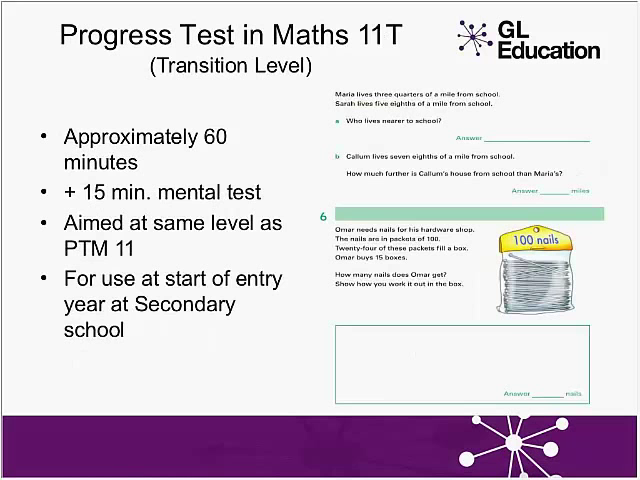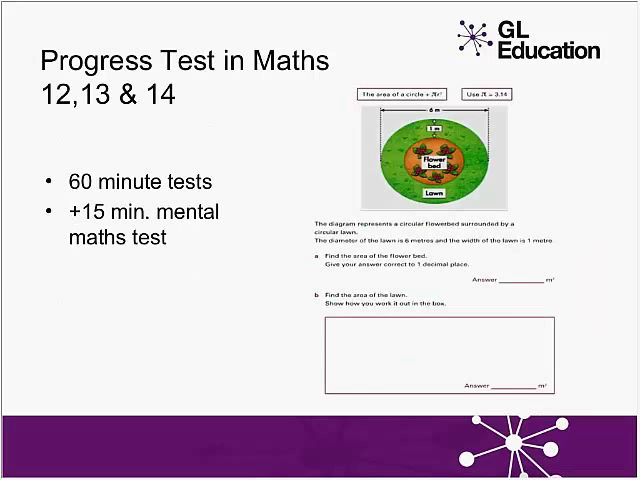Again, the transition level is aimed at the same level as Progress Test Maths at 11, so at the end of Year 6, but this will be used for you at the start or entry into secondary. And this again, just to show you a bit of an example of what some of the questions are like, and the fact that it's just slightly longer in time, appropriate to the age of those students.